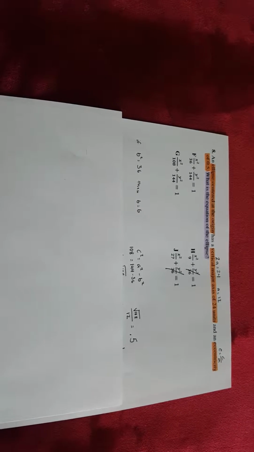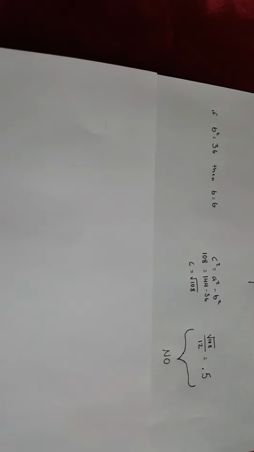Let's give f a try. If b squared equals 36, then b is 6. Now you can plug these numbers into the equation c squared equals a squared minus b squared, and c should equal the square root of 108. Now you can try this with the equation that gives you eccentricity, which is e equals c over a. It would be the square root of 108 over 12 equals 0.5, which is not actually true. So now you can also eliminate f.